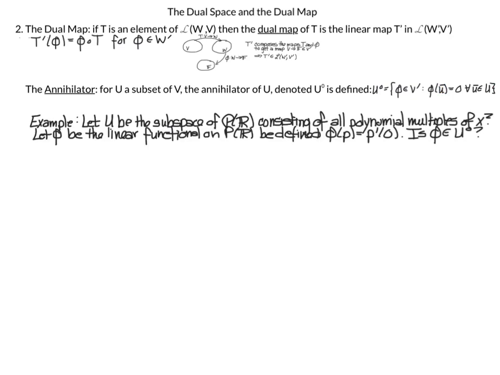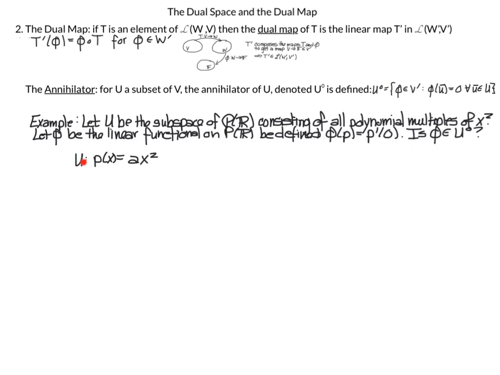For our first example of the annihilator, let U be the subspace of the polynomials over R consisting of polynomial multiples of x squared. Let phi be the linear function on P(R) defined by phi of the polynomial is equal to the polynomial's derivative evaluated at 0. Is phi in the annihilator of U?